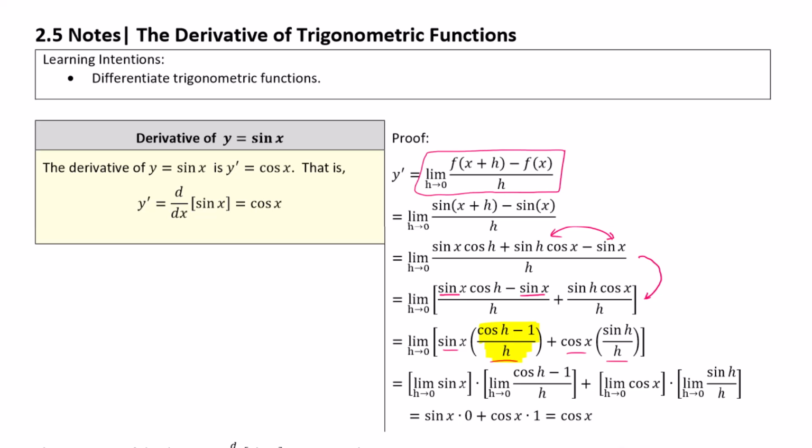That's one of the limits that we had with trigonometry from an earlier section that has a value of 0. And then we also get the sine of h over h, which popped up a fair amount on the last test, that its limit as h goes to 0 has a value of 1.